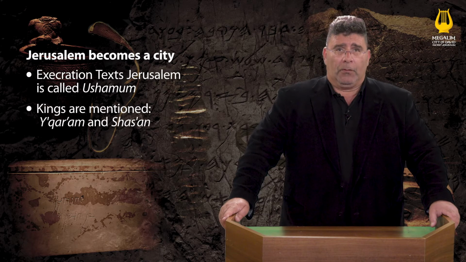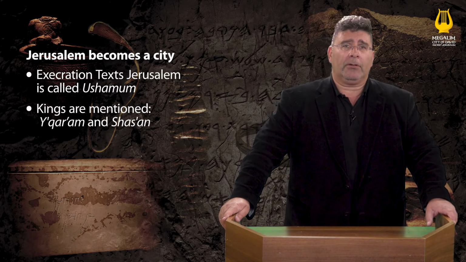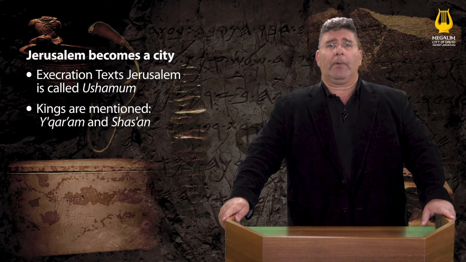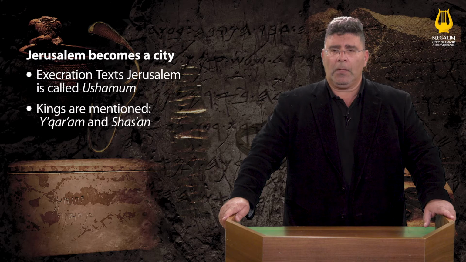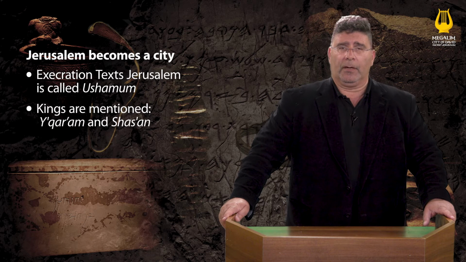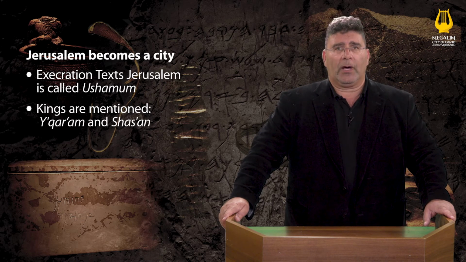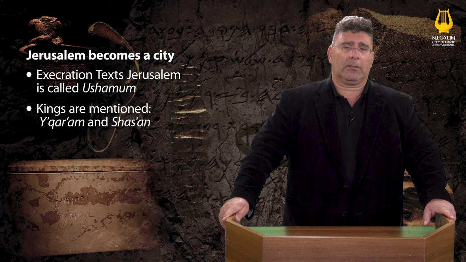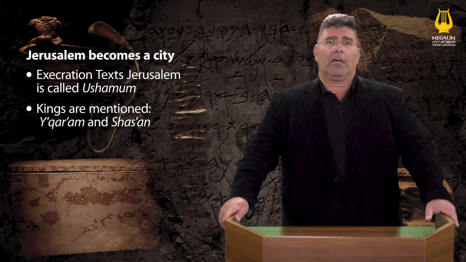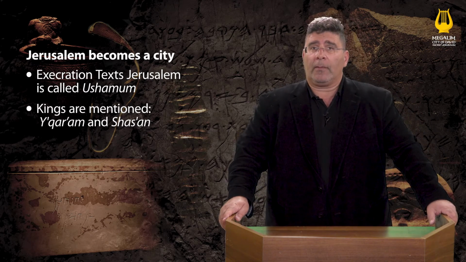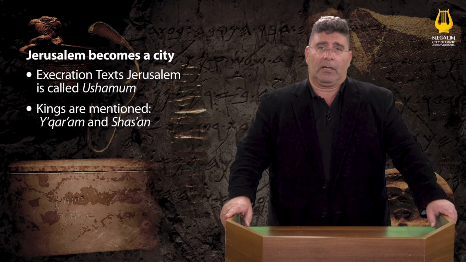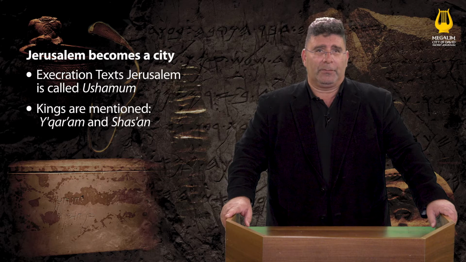The kings of Jerusalem are mentioned, Yekaram and Shasan. So like many other places, Jerusalem had 2 kings and not 1. What is the significance of this fact? Were they a father and a child? Were they 2 brothers? Or perhaps it means that there were 2 clans or 2 leading families in the Canaanite city of Jerusalem, and each family had its own representative in the government of this city. We will probably never know.